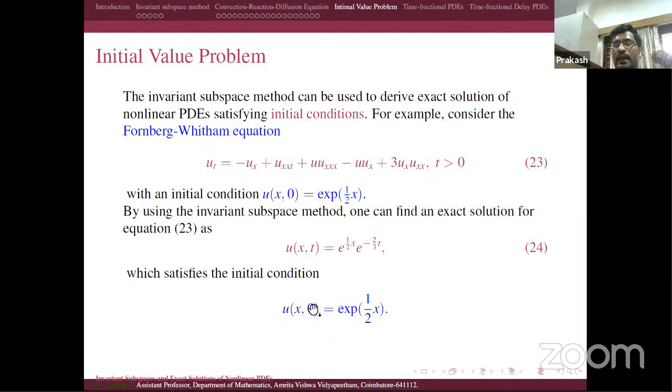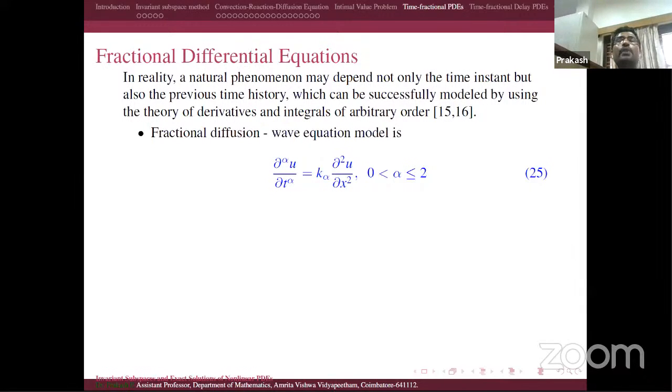So how can we extend this method to fractional partial differential equations, and why do we need to study fractional differential equations? In reality, natural phenomena may depend not only on the present time, but also on the previous time history, which can be successfully modeled by using the theory of derivatives and integrals of arbitrary order.